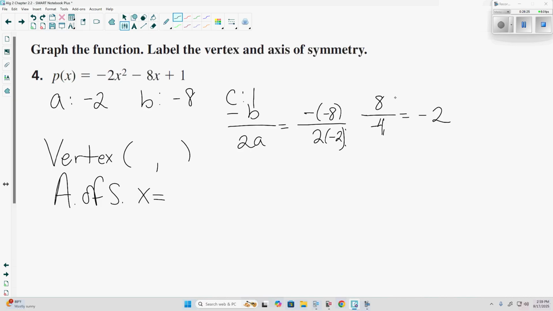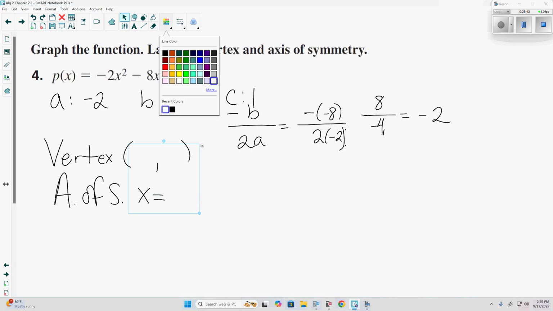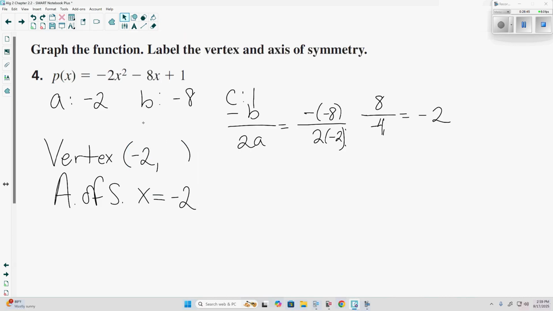Because we would indeed have negative 8 over 2 times negative 2. The negative 8 would become positive 8. 2 times negative 2 would be negative 4, telling us that the x value of the vertex is negative 2. So the axis of symmetry would also be x equals negative 2.